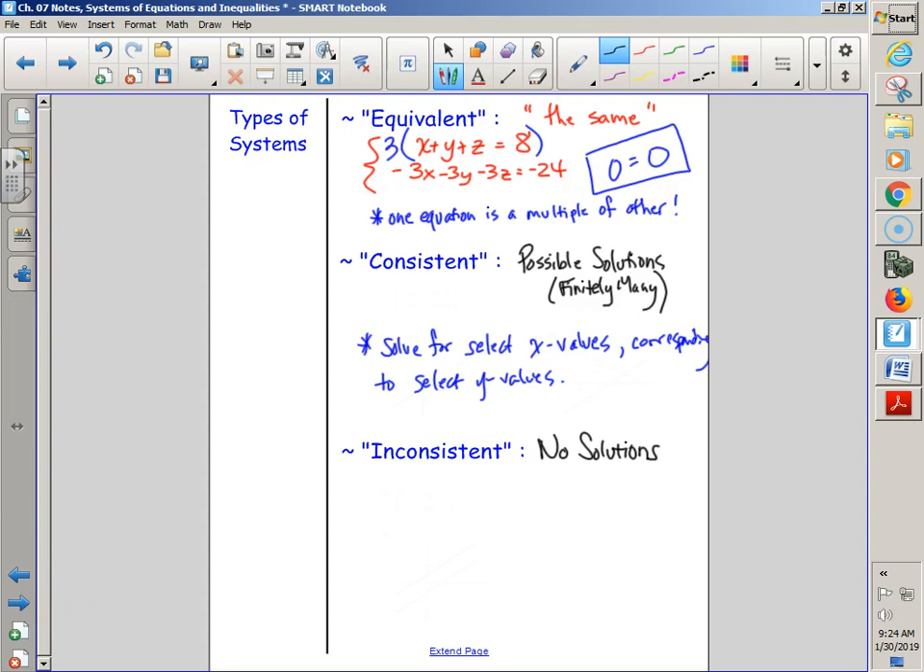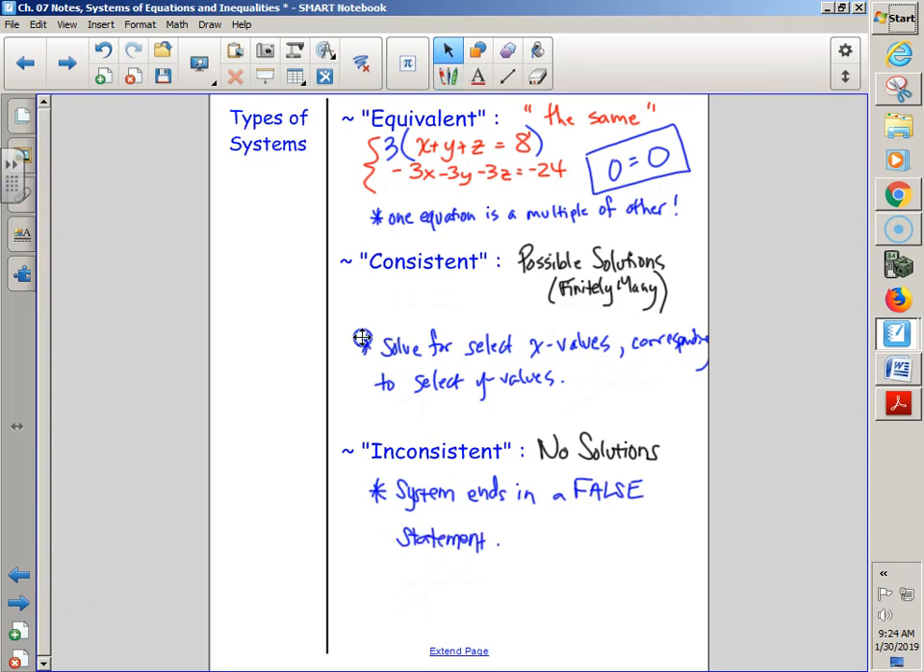No solutions, that one's pretty easy. Because your system will literally end in a false statement. 0 equals 5. Nope. Now wait, pause. Could you have made a mistake somewhere?